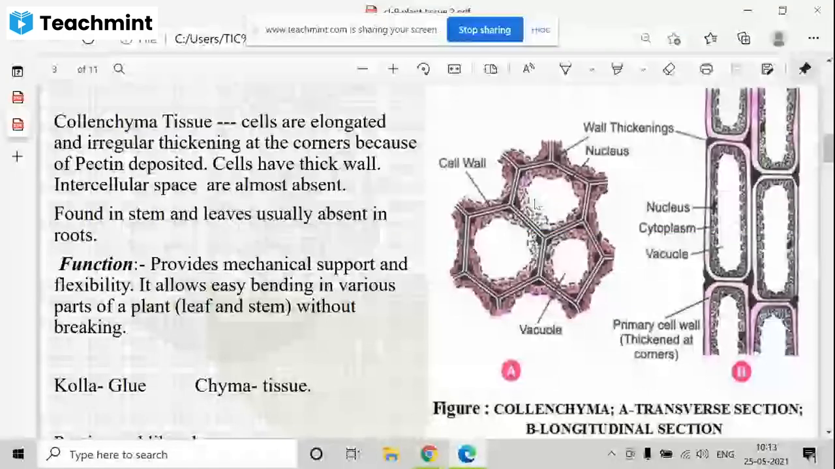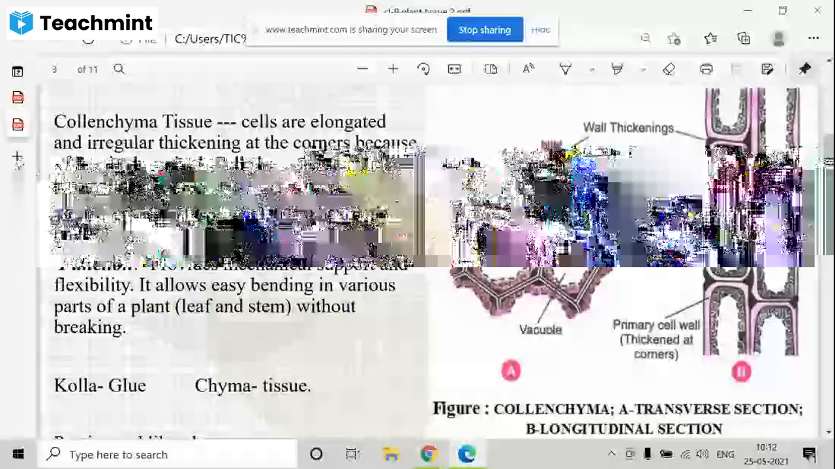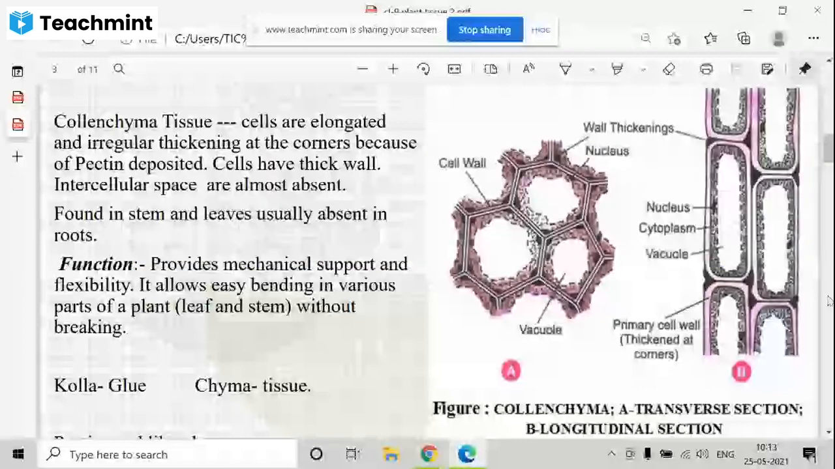Now, can you see the cell structure here? This is the cell wall, thick, with the nucleus at the very corner. The whole part is filled up with a big vacuole, and at these ends, the blackened part, you can see the deposition of pectin. This is a transverse section, and this is a longitudinal section. If you cut it vertically, you get this structure. If you cut it transversely, horizontally, you will get this structure. Clear?